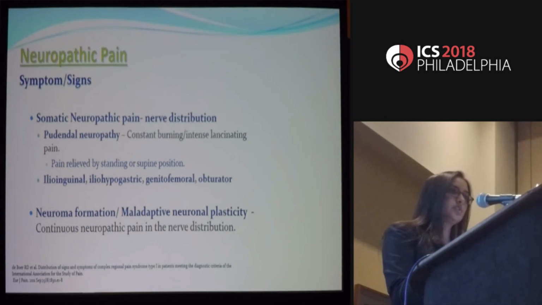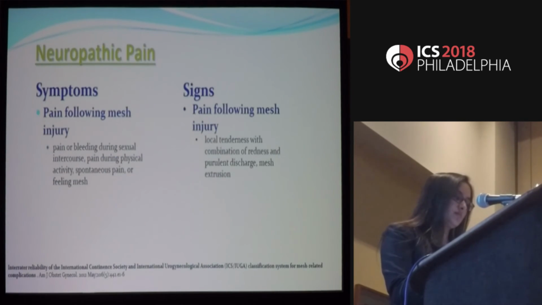Presenting symptoms are associated with the muscles and the associated dermatomes. Neuroma formation can also cause continuous pain in that nerve distribution. Pain following mesh injury may also present with pain or bleeding during intercourse or complaints of the patient feeling the mesh. The mesh can cause local tenderness on exam and may also have mesh extrusion.